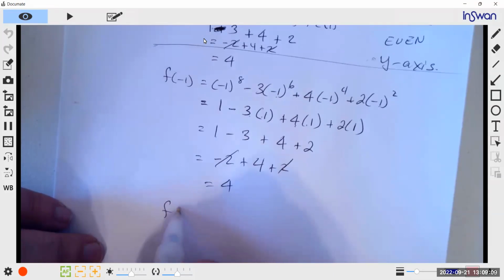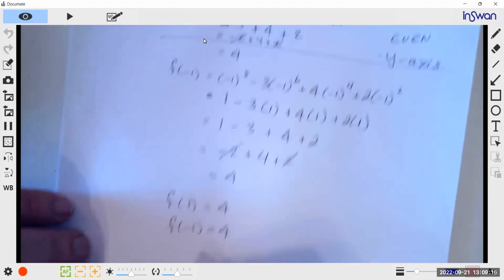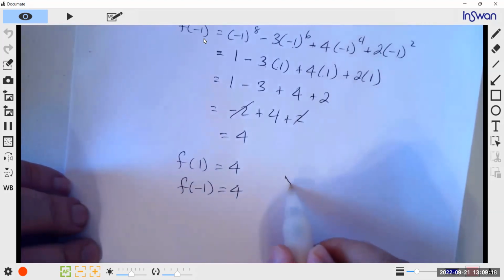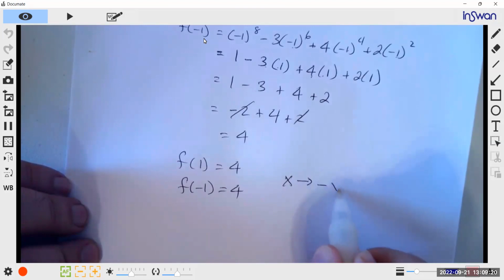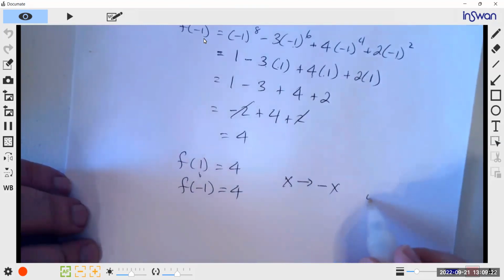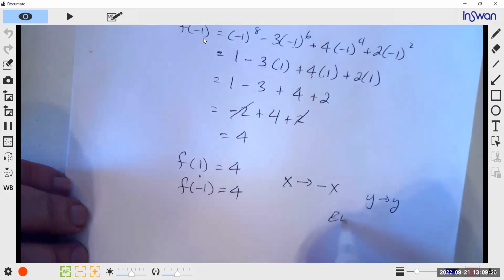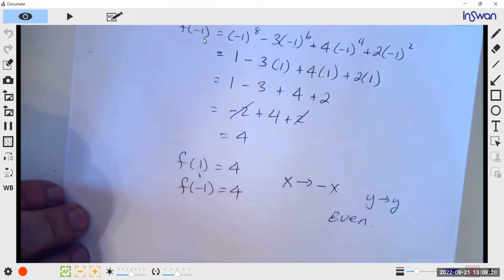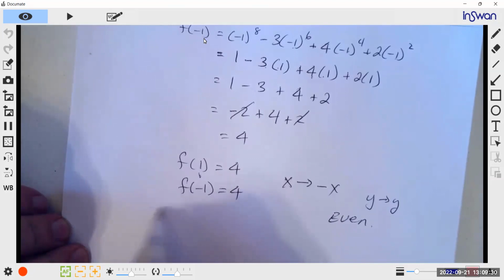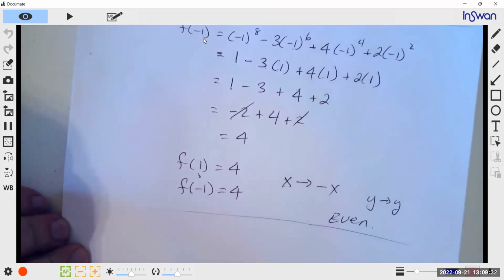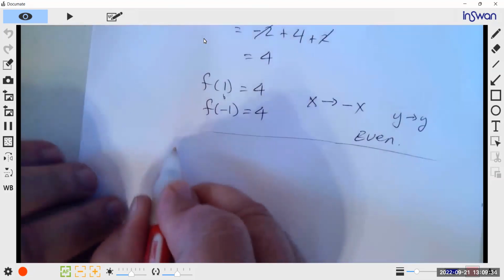So since we went from positive 1 and we got a 4, then we went to negative 1 and we also got a 4. The x's went from positive to negative, but the y's stayed the same. That's even. So, another one.